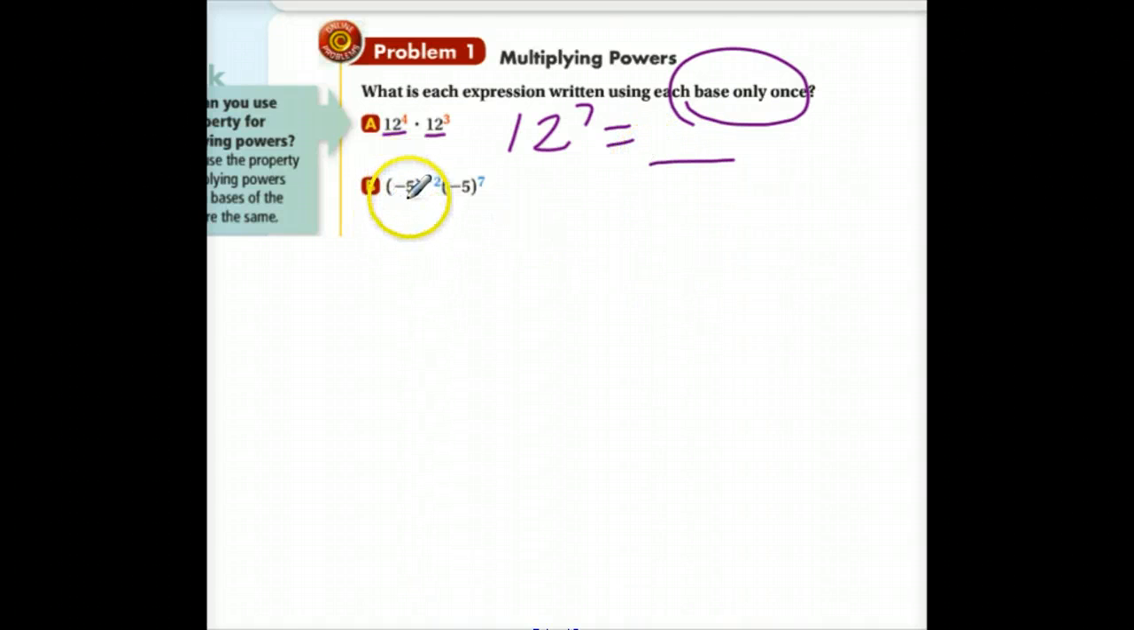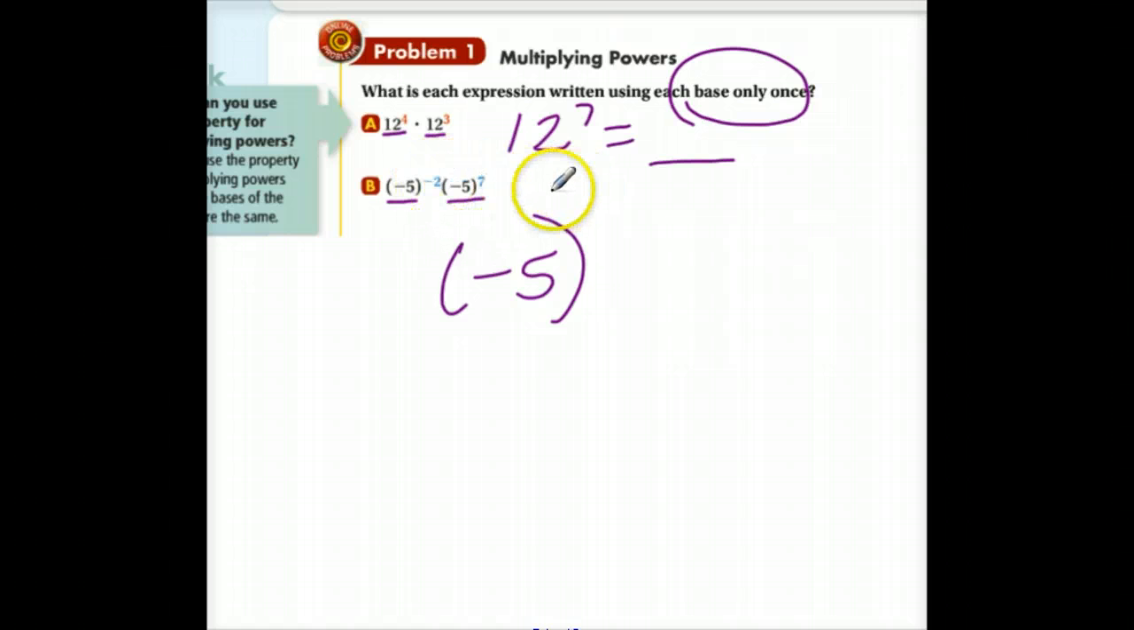In B, I have negative 5 raised to the negative 2 being multiplied by negative 5 raised to the 7. Again, same base, so my base is negative 5, and my exponents can be added. Negative 2 plus 7 is a positive 5.